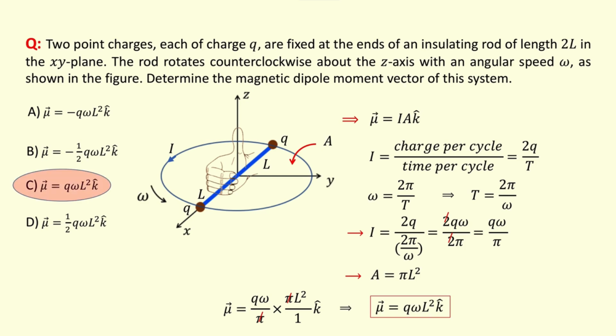Therefore, C is the correct answer for the magnetic dipole moment vector of this electric system.